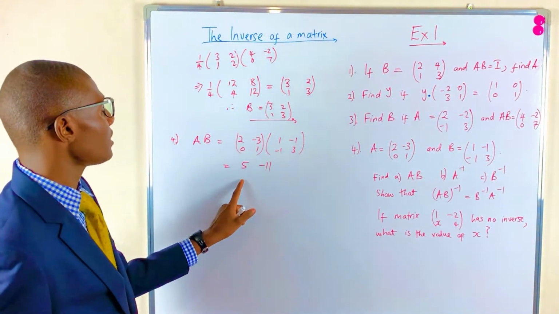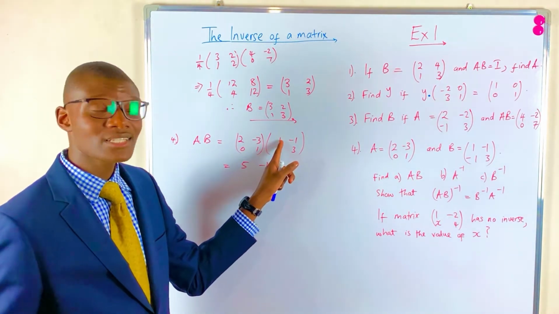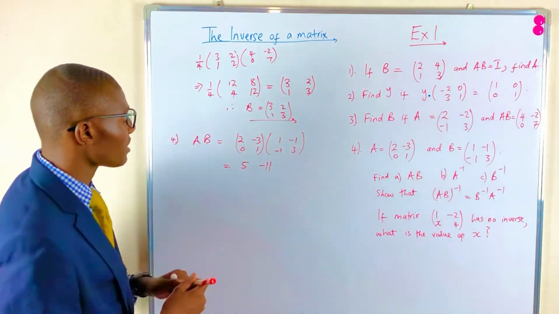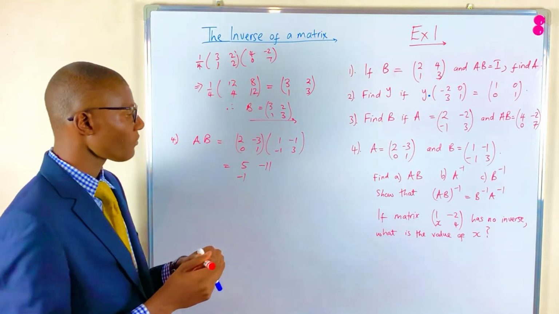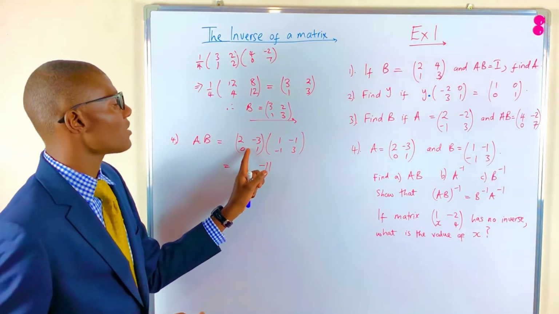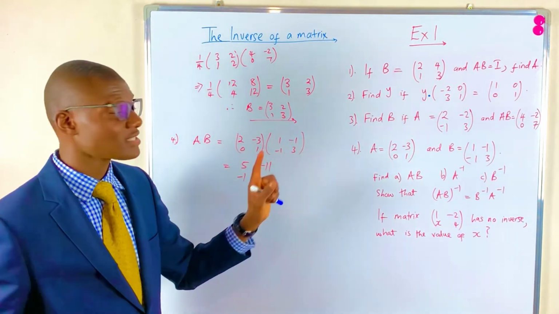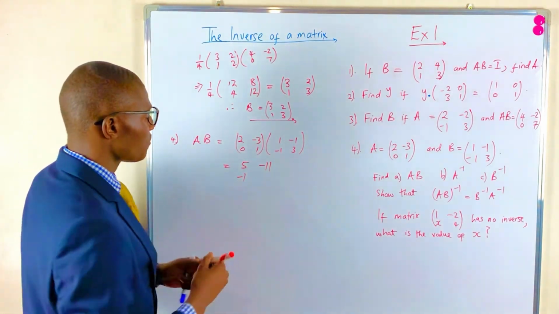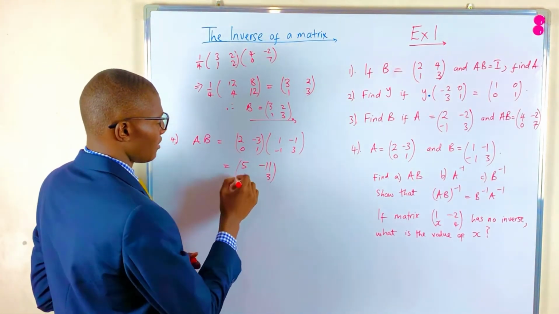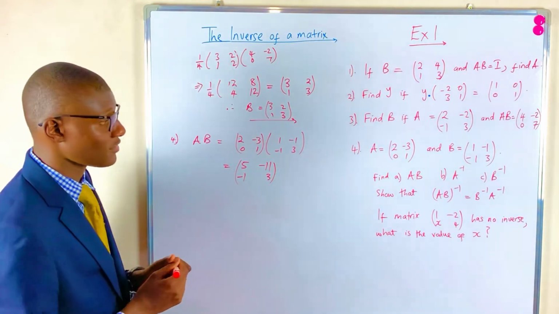And then the third element, 0 times 1, that's a 0, plus 1 times -1, that's -1. Then the last element, 0 times -1, that's a 0, plus 1 times 3, that gives us a 3. So this is AB, which is the first part.